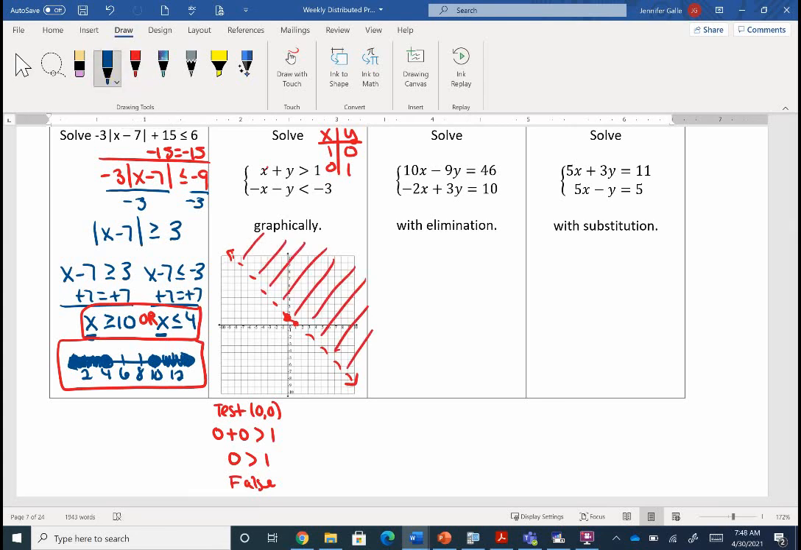Now we do the same thing with our second inequality. I put 0 in for y. My x is going to be 3. If I put 0 in for my x, my y is also going to be 3. So 3 on the x, 3 on the y.